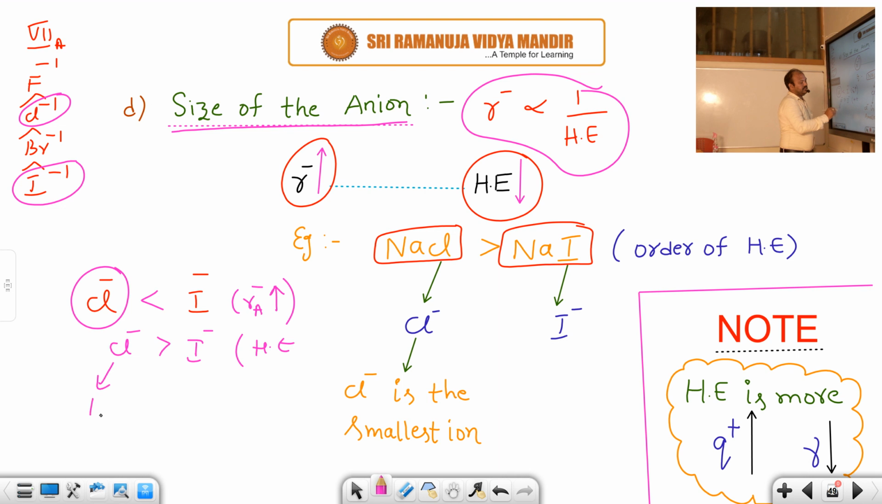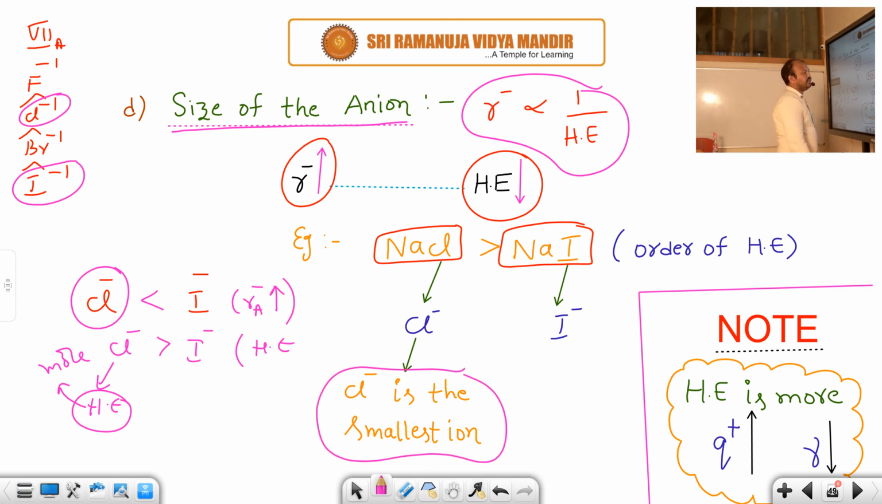So Cl minus has a high hydration energy due to the small radius of the anion. That's why Cl minus is the smallest ion and has more hydration energy. This is the hydration energy order. Which has more hydration energy? Sodium chloride has more hydration energy than sodium iodide, because the iodide ion in sodium iodide has a large size. When the size of the ion is large, hydration energy is less. That's why sodium iodide has less hydration energy.